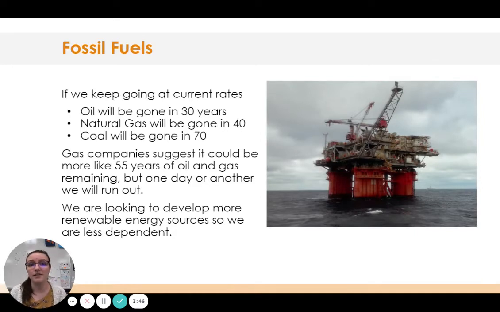There are some studies to suggest our usage of fossil fuel, and by our, I mean humanity, not even just the US, but that humans are using fossil fuels at an increasing rate. So maybe it'll be less than that. Some gas and oil companies suggest it's more like 55 years left of gas and oil, but one way or another, in our lifetimes, we are likely going to run out of fossil fuels. So we need to look at developing renewable energy resources so that when that time comes when we are out of fossil fuels, we're not left scratching our heads and powerless.